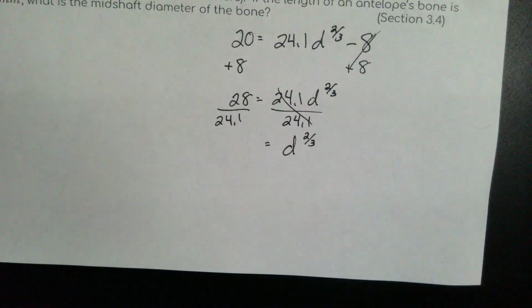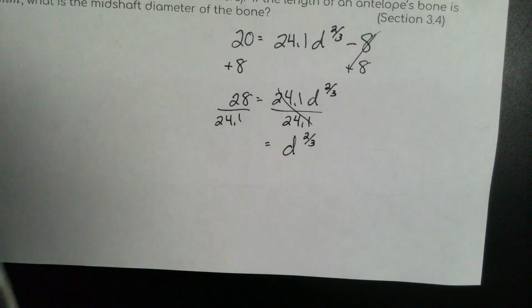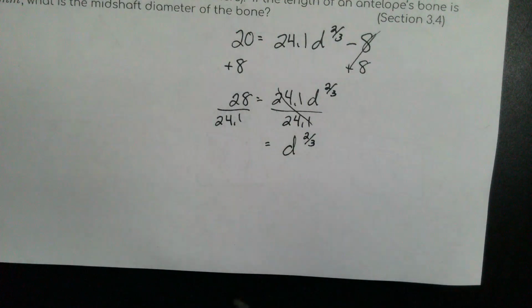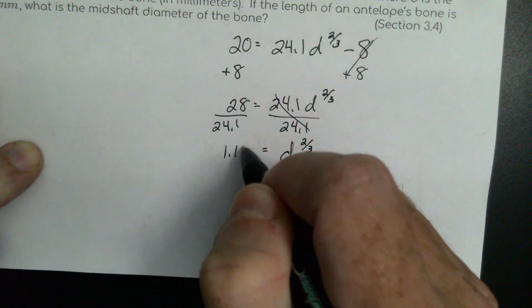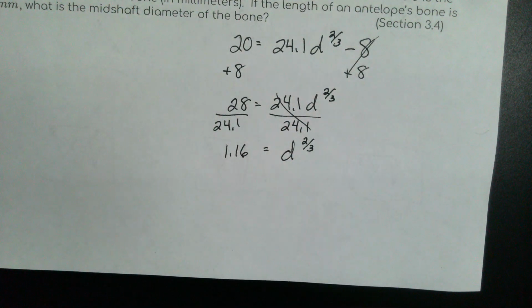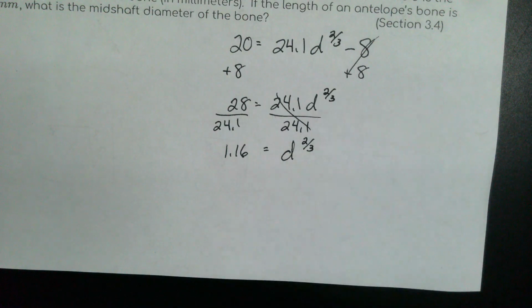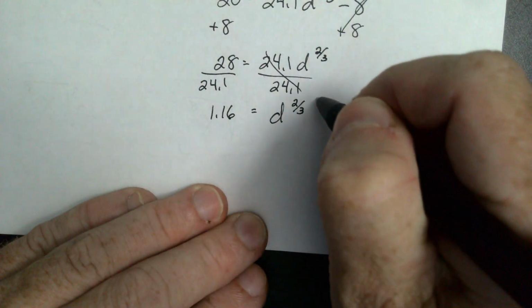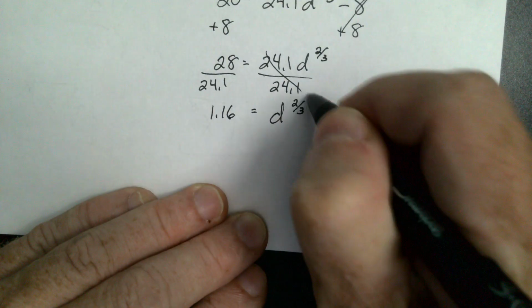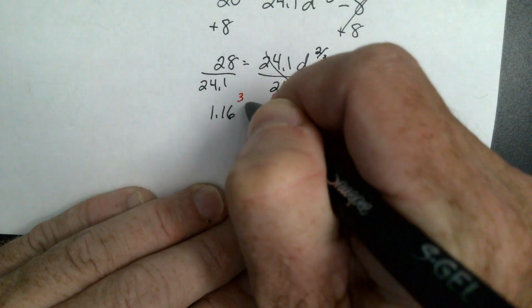And it's okay to get a decimal when we're dealing with word problems here. So 28 divided by 24.1 is 1.16. I'm going to round it, 1.16. All right, now we just have to get rid of that 2/3. So we will raise it to the reciprocal, 3 over 2.